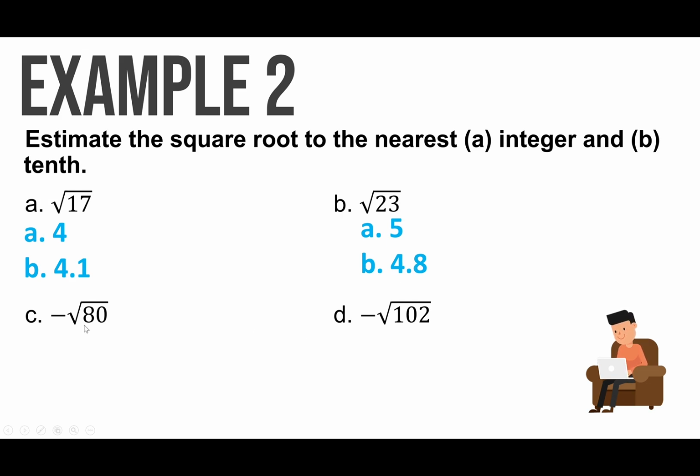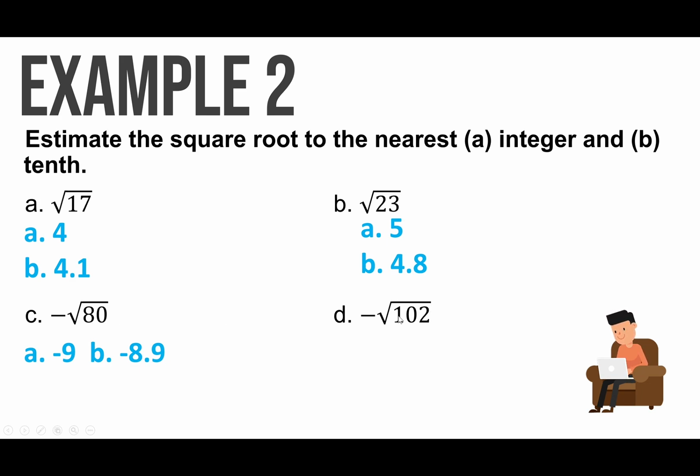Okay, let's take a look at letter C. You have the square root of 80 right here. What's the nearest perfect square? That's 81. So it's around 9, right? Negative 9 or negative 8.9 because it's a little bit less than 81.